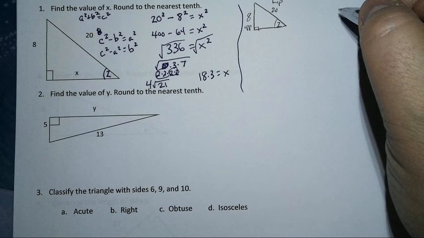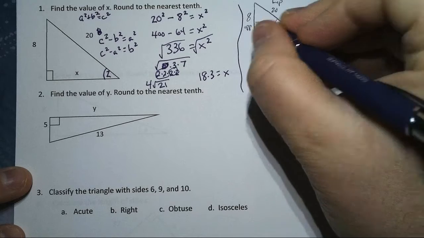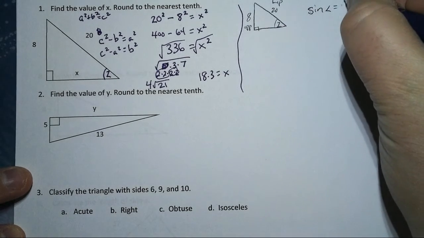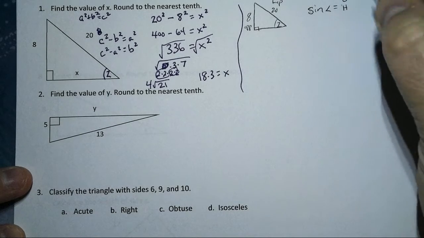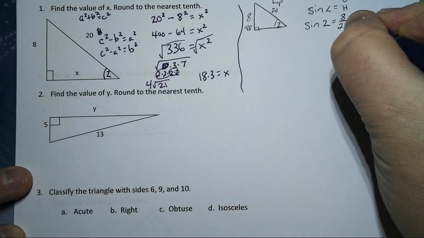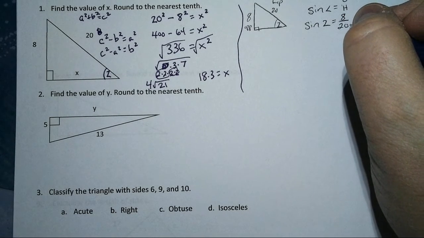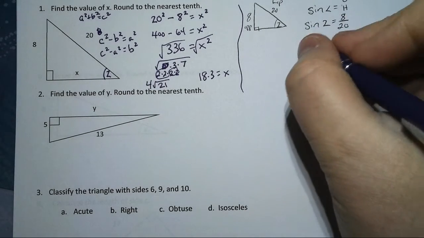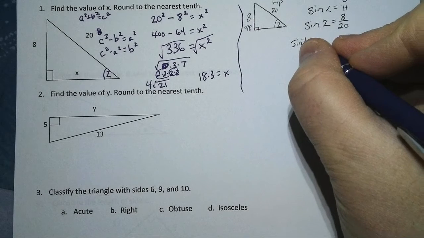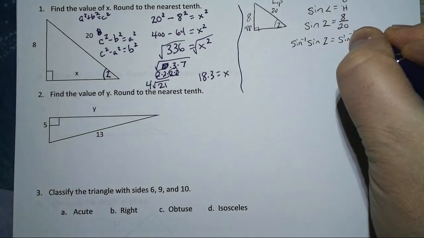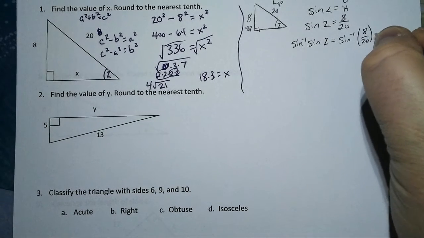Let's go on from that point. What we're going to do now is, in this case, the sine. The sine of the angle, we're using this because we're using O and H, is equal to the opposite side over the hypotenuse. Let me plug in. The sine of z is equal to 8 over 20. From here, we're just going to do the sine inverse. The sine to the -1, that's pronounced sine inverse, of the sine of z.